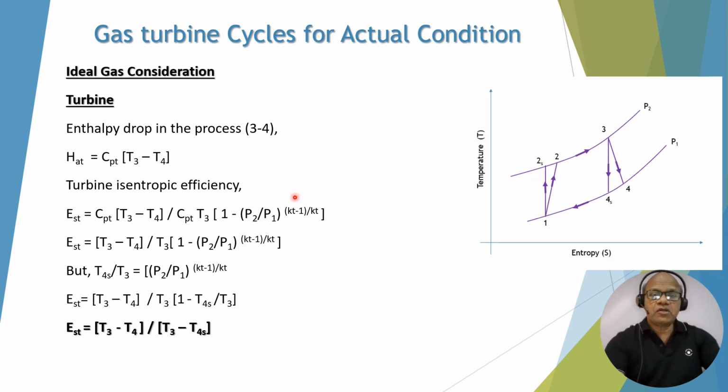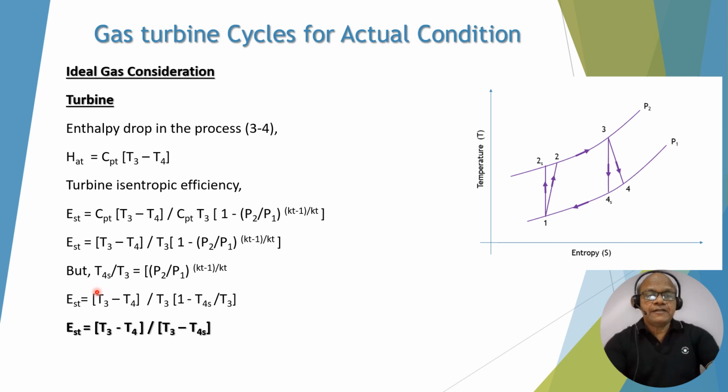Now actual enthalpy drop, the process 3 and 4, we can write HAT, T for turbine, CPT into T3 minus T4. So turbine isentropic efficiency EST is equal to CPT into T3 minus T4 divided by CPT into T3 into 1 minus P2 by P1 to the power KT minus 1 upon KT. So CPT cancels out, we can write EST is equal to T3 minus T4 divided by T3 into 1 minus P2 by P1 to the power KT minus 1 upon KT.